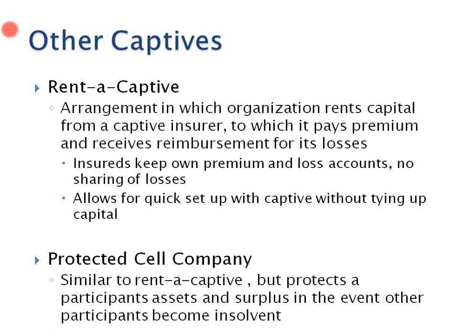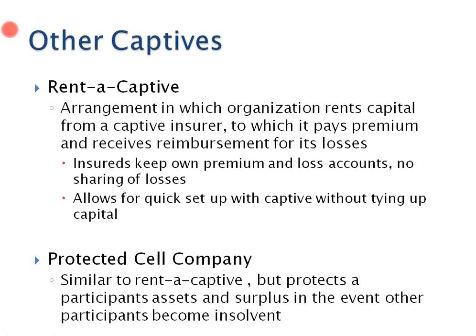So the idea is that there would be a captive already set up, and when it says rent capital, it's kind of like you're borrowing the capital to be able to pay for the losses, so you don't have to set up your own. When we say rent, that means there's probably some interest charged as part of it. So in so doing, I'm going to pay premium to this captive, and I'm going to receive reimbursement for it. And so if I'm Home Depot and I decide to do this, I would keep my own premium and loss account, so I would take care of my own accounting, but there's no sharing of losses with anyone else.